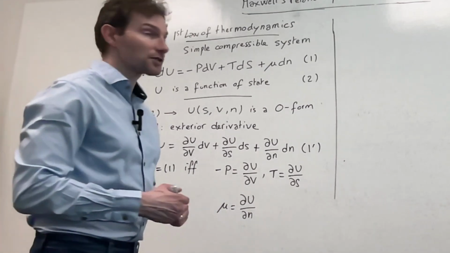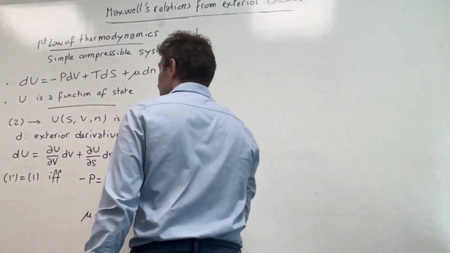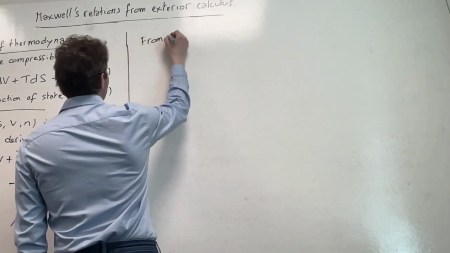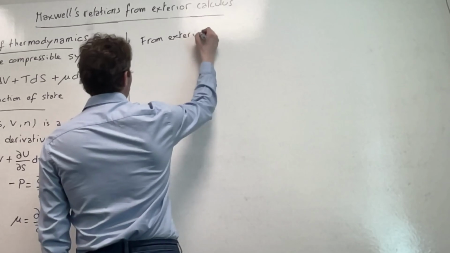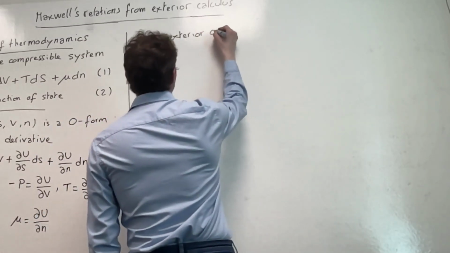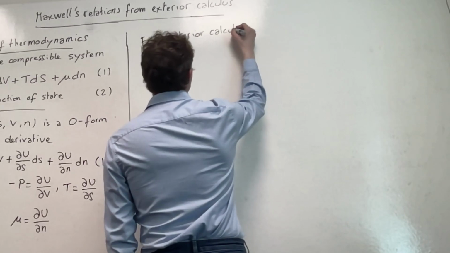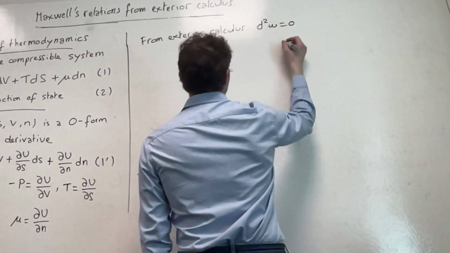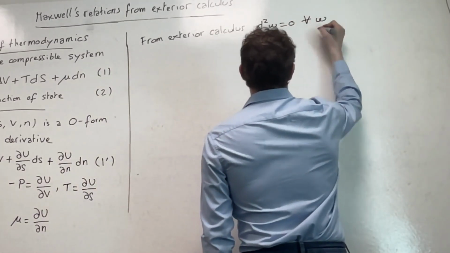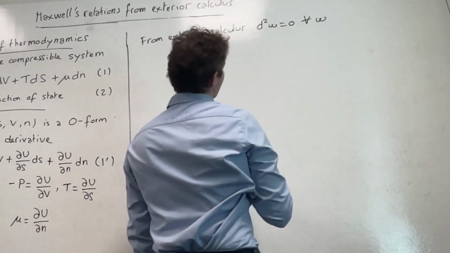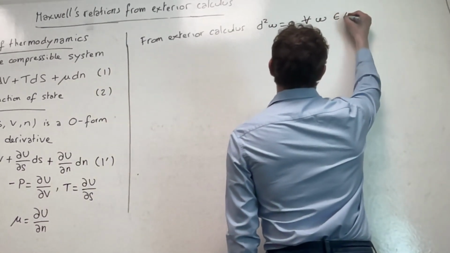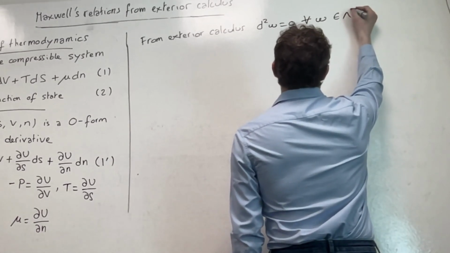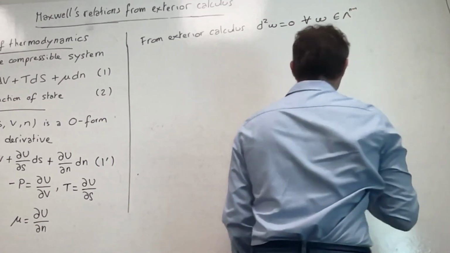Now, the next thing I'm going to use from exterior calculus. Again, that's the theorem we had seen. We have that d squared of omega equals 0 for any omega, so for any form. So here that belongs to lambda, whatever, like I said, n minus 1, right?